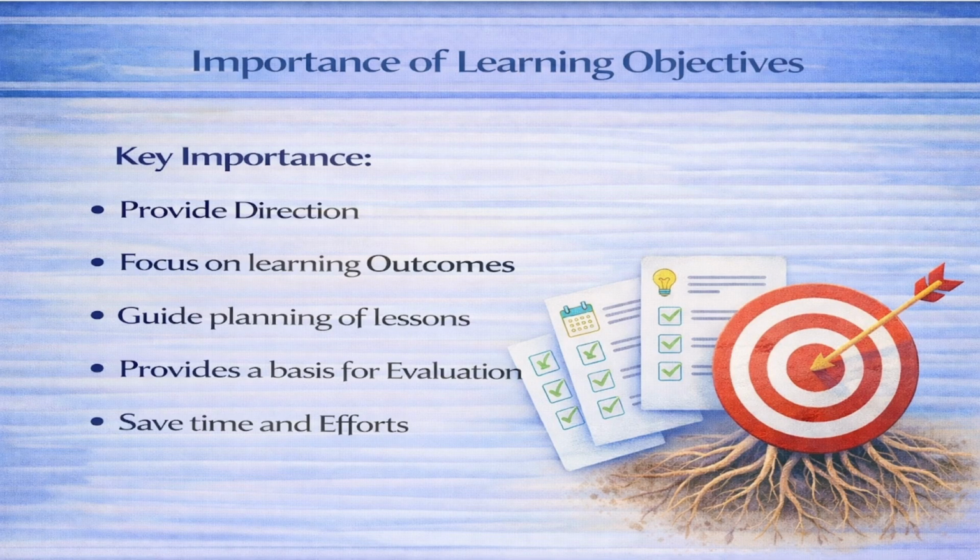The third one is guide planning of lessons. This means objectives help organizing lessons and activities meaningfully. Teachers can choose content, teaching methods and activities that meet the objective. For example, to teach tree planting, the teacher can plan hands-on activities like plant a sapling.